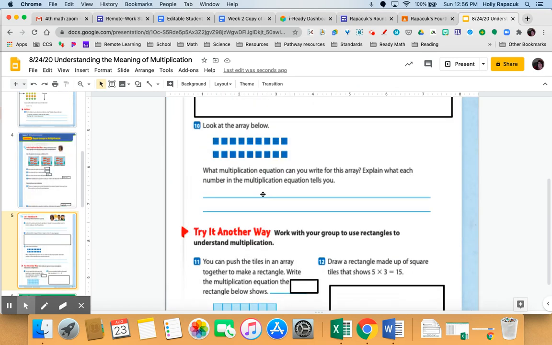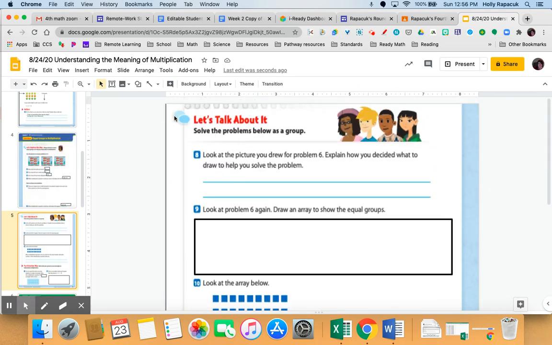Let's look at page 5. Let's talk about it. Solve the problem below as a group. Look at the picture you drew for problem 6. Explain how you decided what to draw to help you solve the problem.